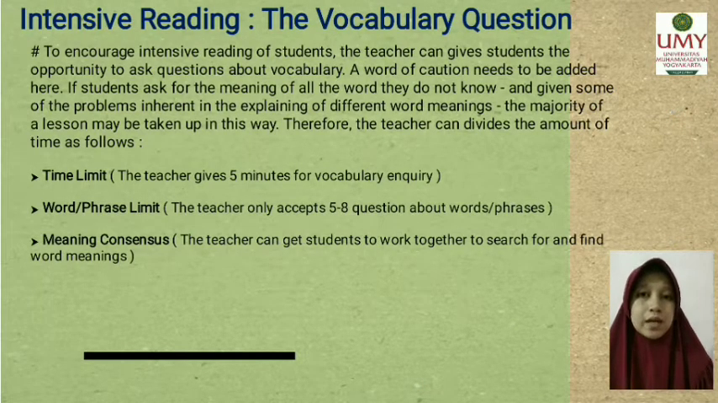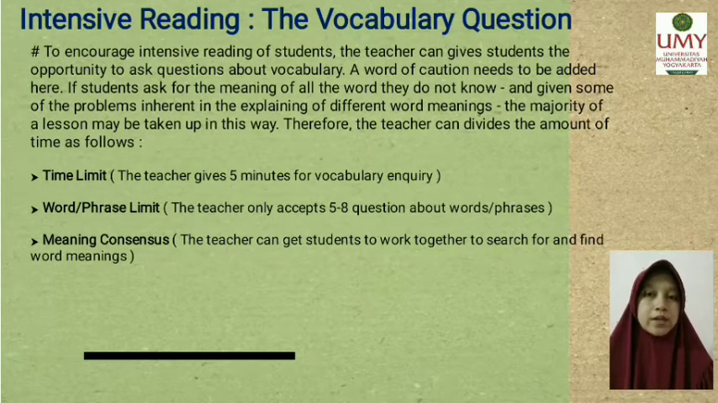If students ask for the meaning of all the words they do not know, and given some of the problems inherent in the explaining of different word meanings, the majority of a lesson may be taken up in this way. Therefore, the teacher can divide the amount of time as follows. The first is time limit. Example: the teacher gives 5 minutes for vocabulary inquiry.